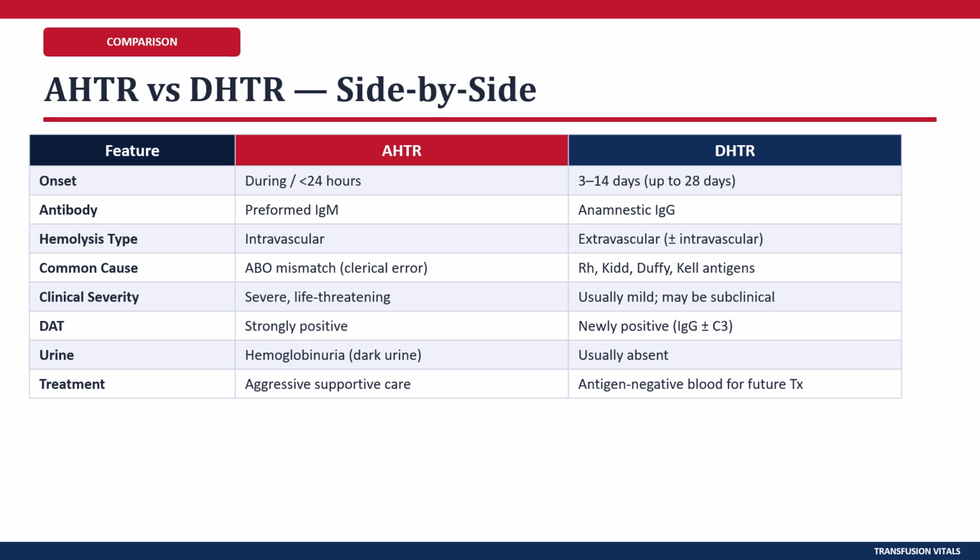The next is DHTR, that is a delayed reaction. It happens 3 to 14 days later, sometimes up to 28 days. It is caused by anamnestic IgG antibodies. The patient was previously sensitized. The antibody level drops below detection and re-exposure to the antigen triggers a rapid secondary immune response. The hemolysis in DHTR is primarily extravascular. Splenic macrophages engulf the antibody-coated RBC, so you won't see hemoglobinuria. You will see an unexpected drop in the hemoglobin, new positive DAT, and jaundice. So always remember, DHTR is often mild but missed. The patient may be discharged and come back with the anemia days later.